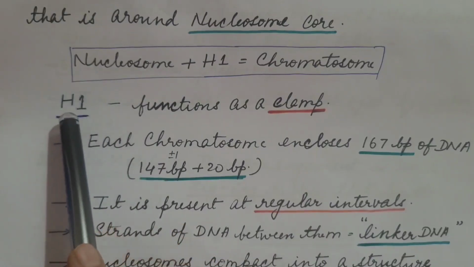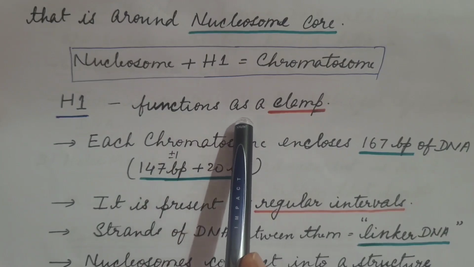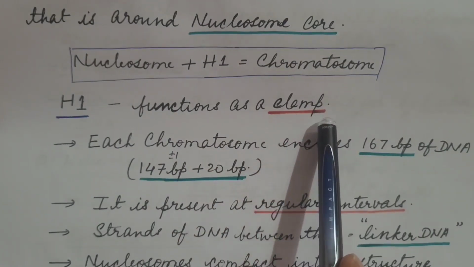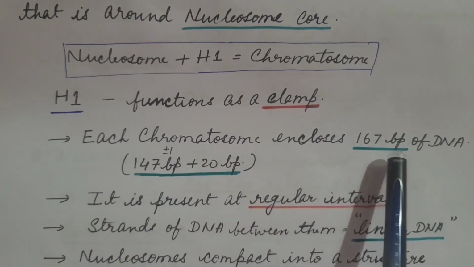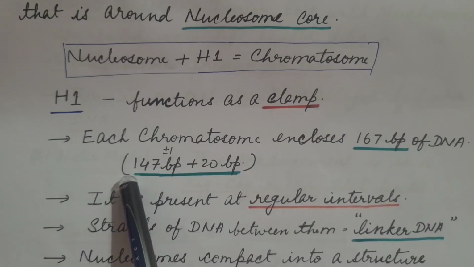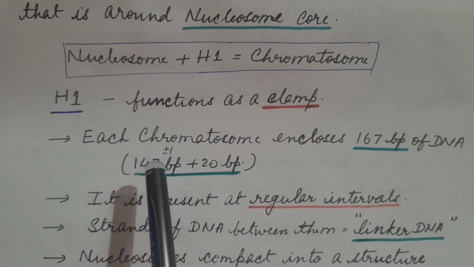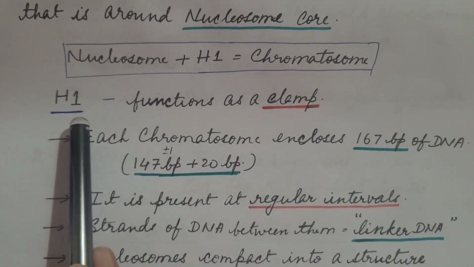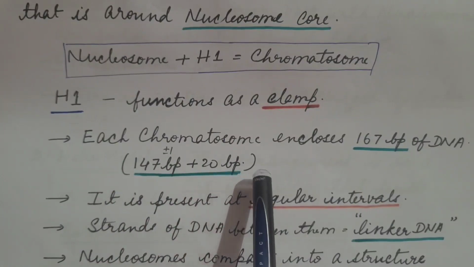H1 histone we have discussed in the previous video also. It functions as a clamp. It restricts the DNA into its position. Each chromatosome encloses 167 base pair of DNA, 146 or 147 base pair that is wrapped around nucleosome, and 20 base pair to which H1 histone binds, or that binds with H1 histone protein.